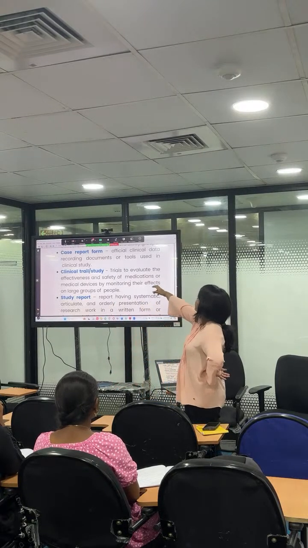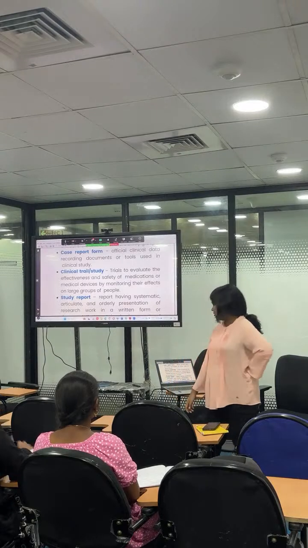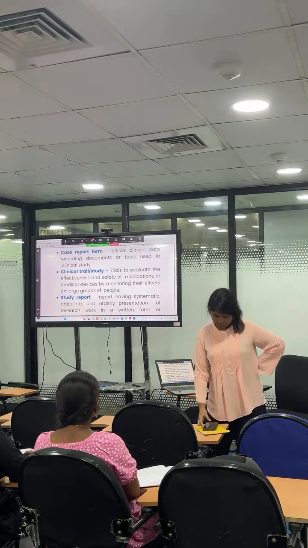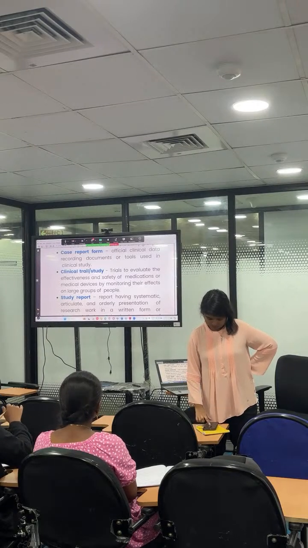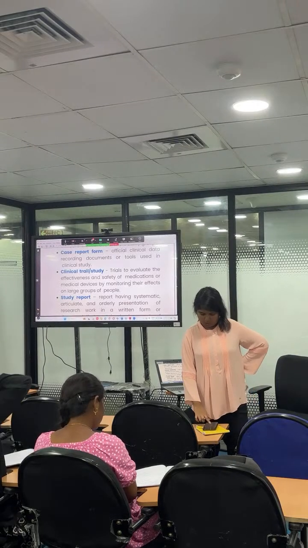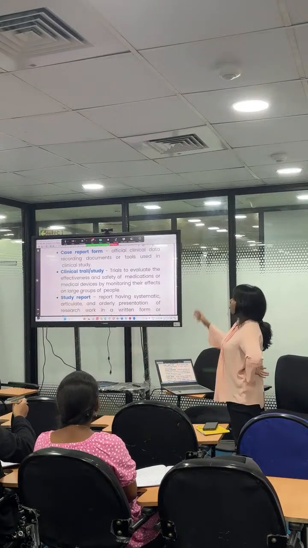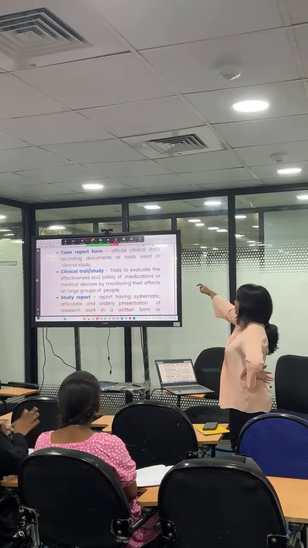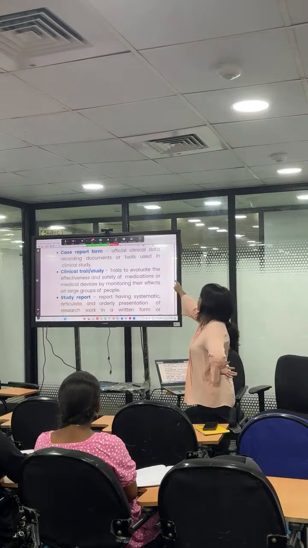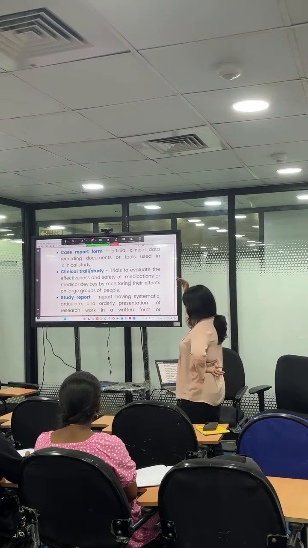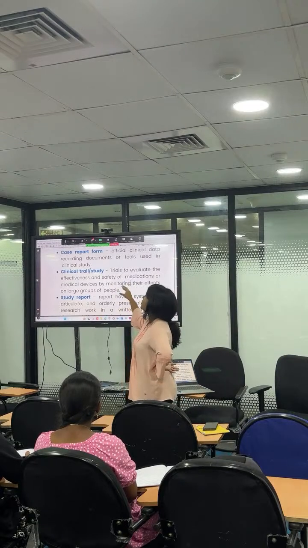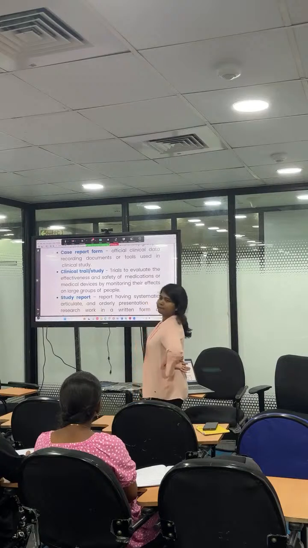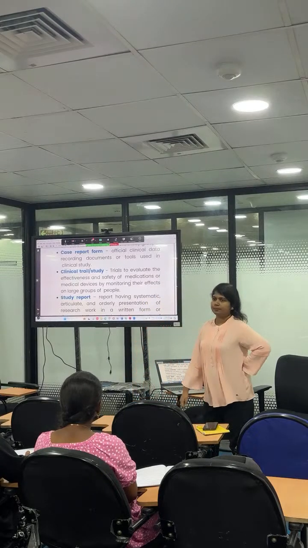Same here, case report form. What do you mean by case report form? It is a document which is used to collect all study details. This is the standard definition: official clinical data recording documents. In a case report form, we collect all the related documents which are responsible for the clinical study. This is case report form.